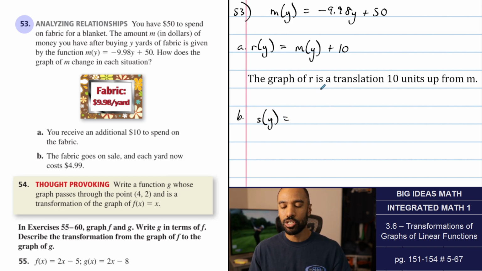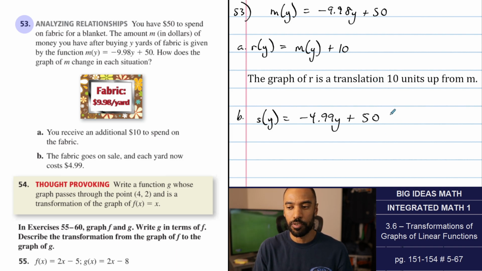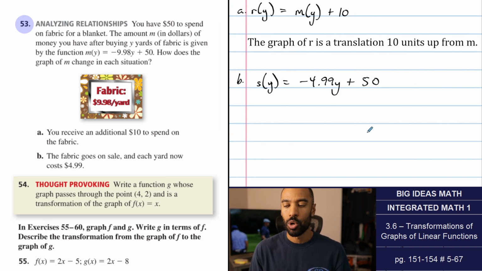Now, we do not just vertically compress this thing because we are now spending $4.99 times Y, but we still have the original $50. So we don't want to call this one a vertical compression. Otherwise, 50 would also divide by 2. That says, and oh, by the way, you have half the money to spend. We don't want to do that.